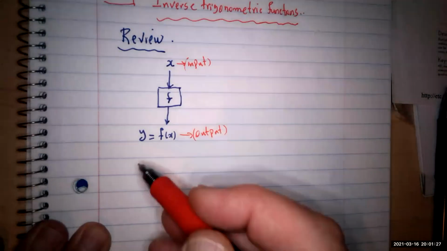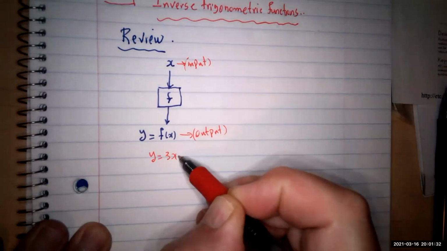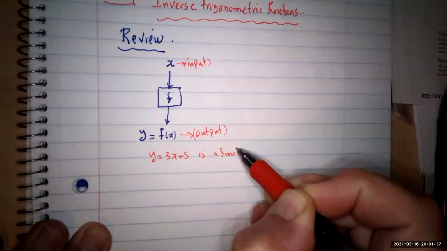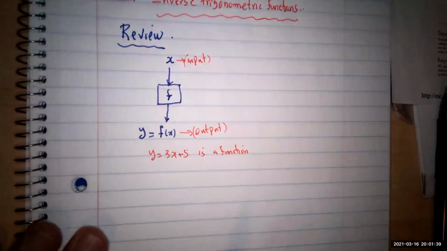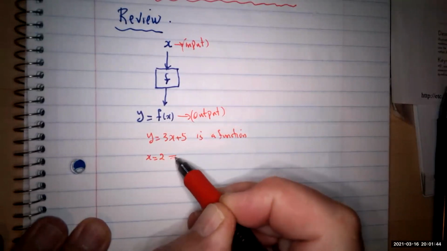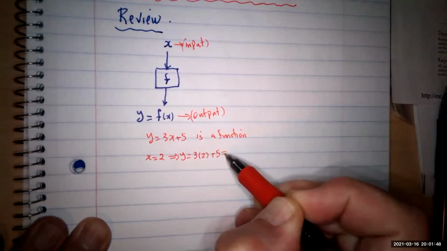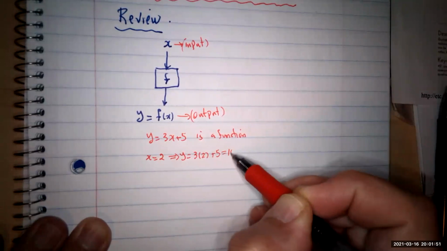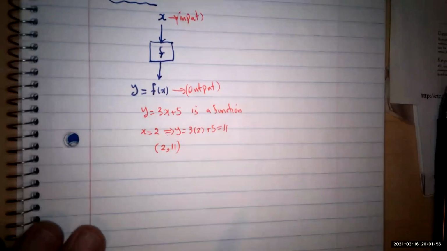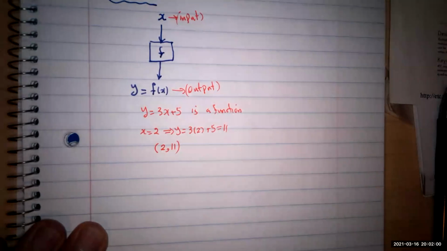For example, if you are given y equal to 3x plus 5, this is a function. It's a function because if you give me one x, say x equal to 2, then y would be 3 times 2 plus 5, which is 11. So I can connect the 2 and the 11 together. For one input, 2, I get only one output.